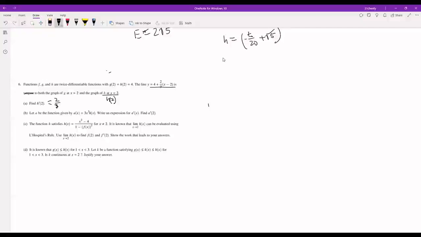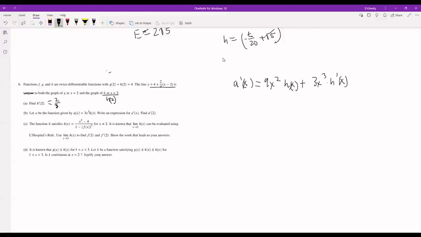So now part B, let a be the function given by that, write an expression for a prime of x and find a prime of 2. So a prime of x is just take the derivative. Just normal product rule stuff. So 9x squared times h of x plus 3x cubed times h prime of x. That's a prime of x.